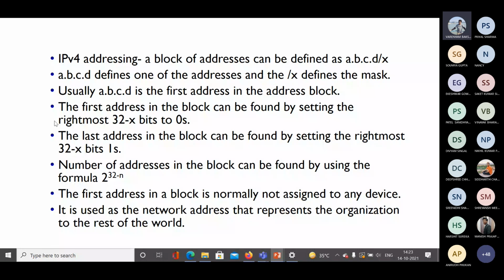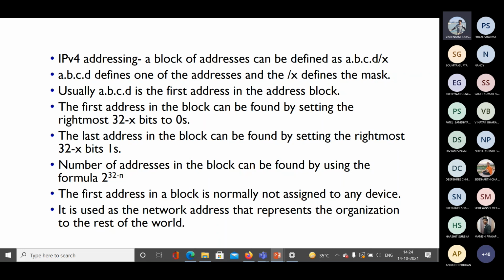Now, some useful information has been given here. We already know that we are defining a block of addresses as a.b.c.d/x, where a.b.c.d is your address, and the /x defines your subnet mask, that means how many bits are representing the subnet part. In this entire set, a.b.c.d/x, these are a block of addresses, right? What should be the first address?